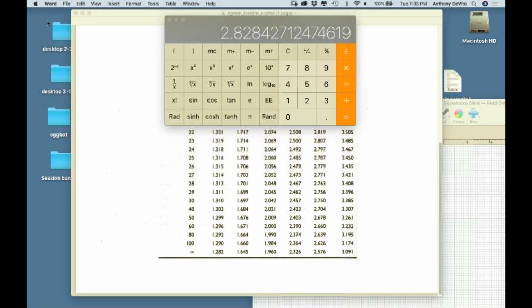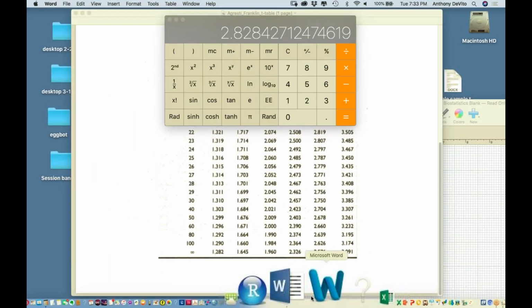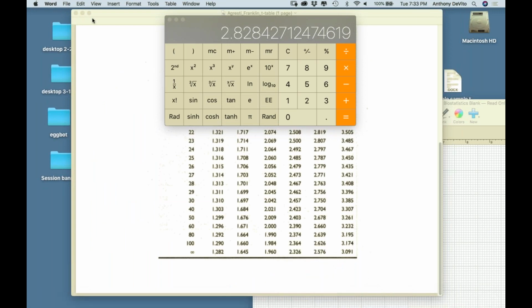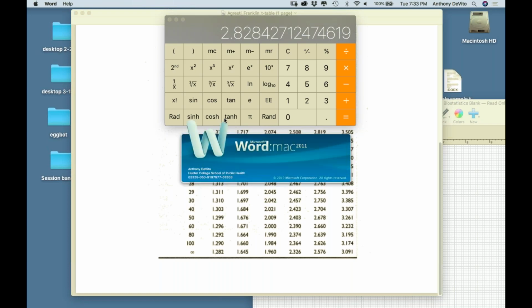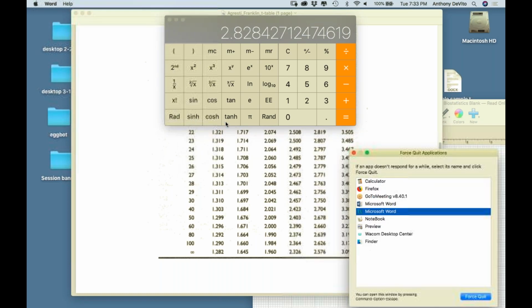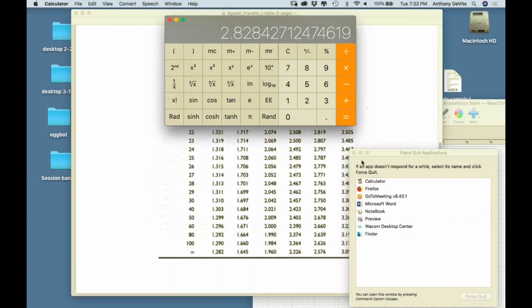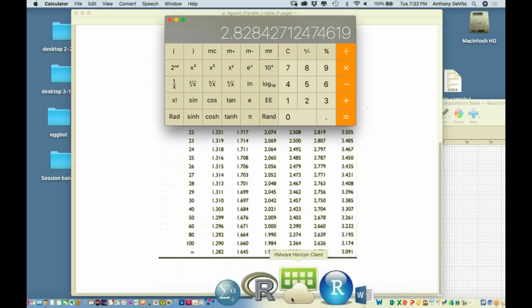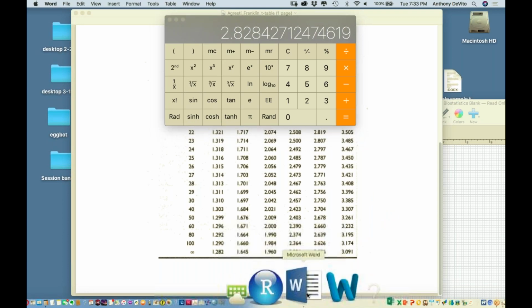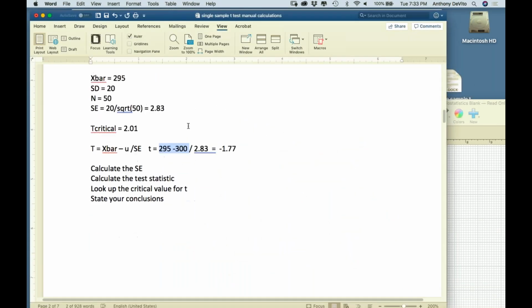How are we doing on time? Okay, not great, but good enough. Oh, did I just close that? Is it still there? Did I close it? What is this thing doing now? Oh, there it is. It's still there.